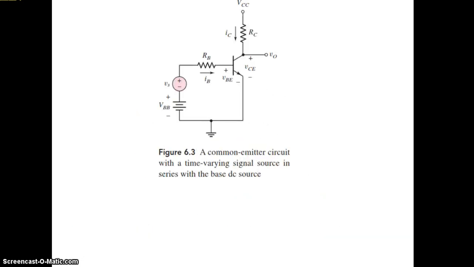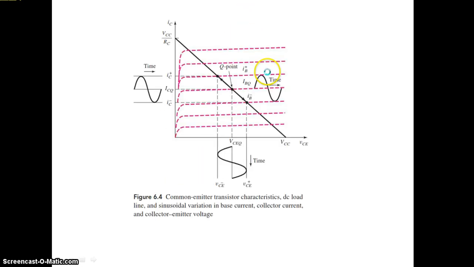Okay, current gain. So the common emitter circuit with the time varying signal source in series with the base DC source. Common emitter circuit with VBB, a collector resistance and base resistance. Now including the early effect. What do you mean by early effect? If IC is dependent only on VBE and not on VCE, then no early effect exists.